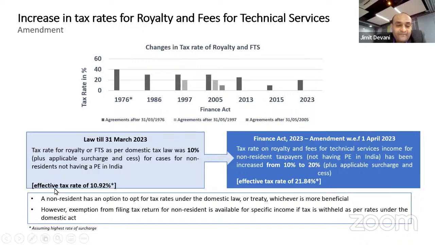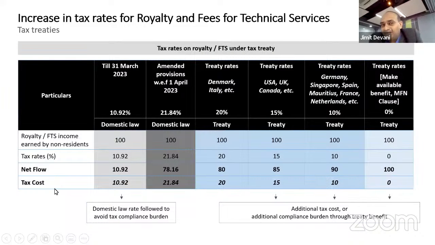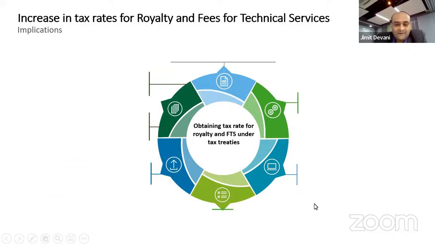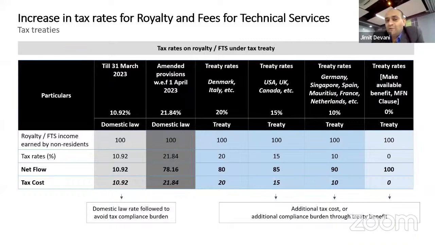Now, if I go to the next slide, which is what's the impact? So if you look at it, till 31st March 23, the rate was 10.92%. The amended provision is 21.84%. Now let's look at the treaties which India has signed. India has signed close to almost 85-90 treaties with various countries.